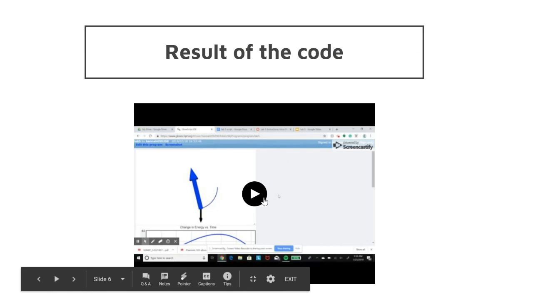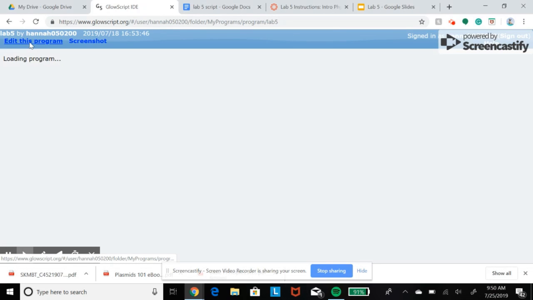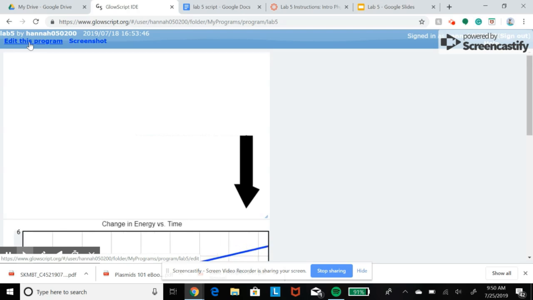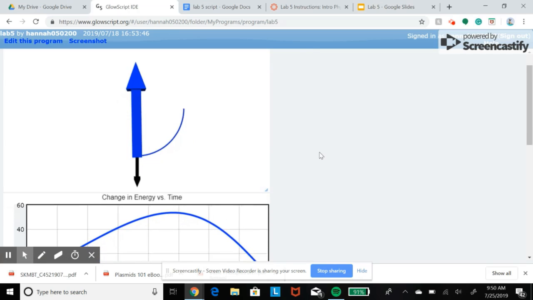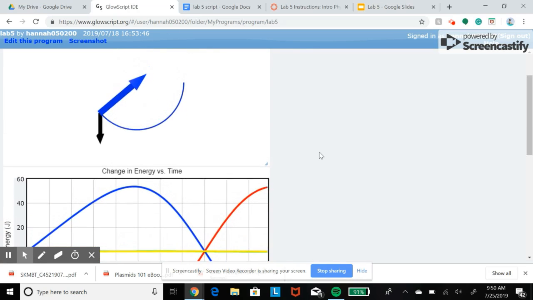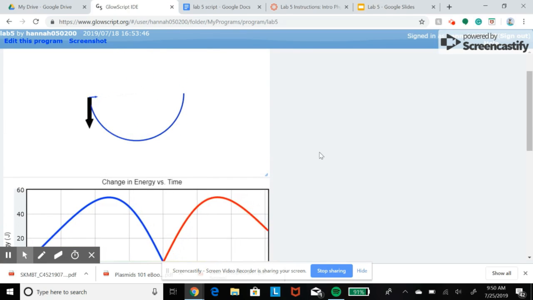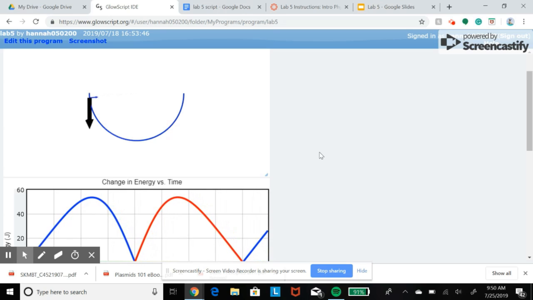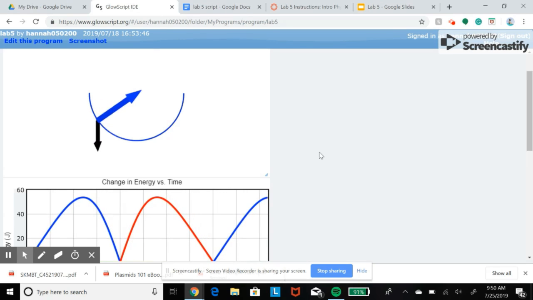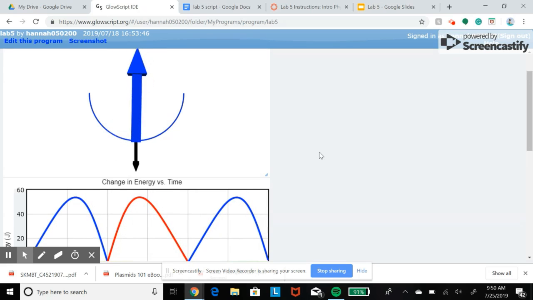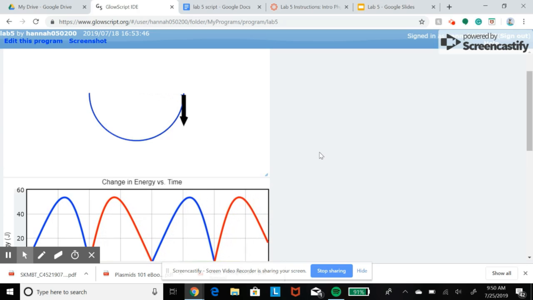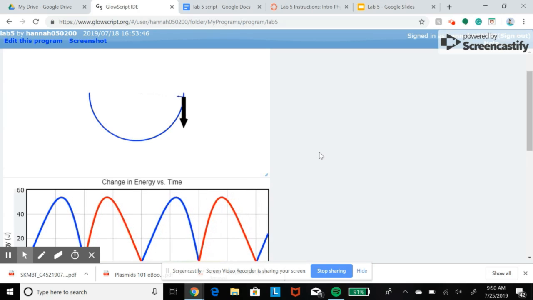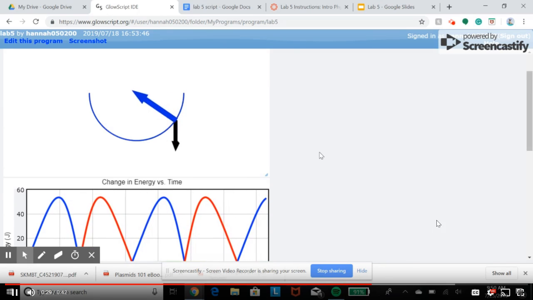Here is a video of my code running. The blue arrow represents the force of the spring, and the black arrow represents the force of gravity. At the bottom, there are two graphs. There is a change in energy versus time graph and the position time graph. The kinetic energy in the change in energy graph is represented by the blue line, the gravitational potential energy is red, the spring potential energy is green, and the total energy is in yellow, but that will be observed in the next slide.